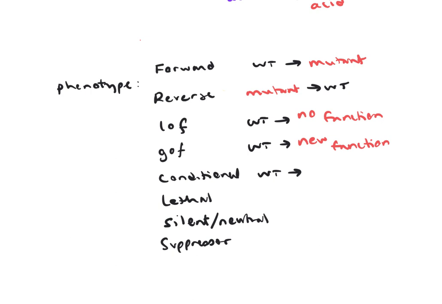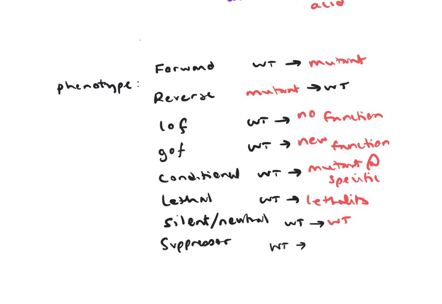Conditional mutations, or phenotypes, are only mutant under specific conditions, so maybe temperature, pH, nutrition needs, stuff like that. Lethal mutations obviously lead to lethality, like killing the cell or the organism when that mutation is present. Again, silent mutations at the phenotype level just mean that it has a wild type function, even though there's been a change.